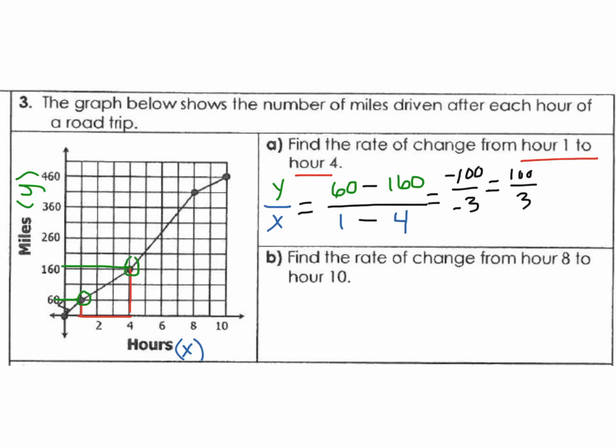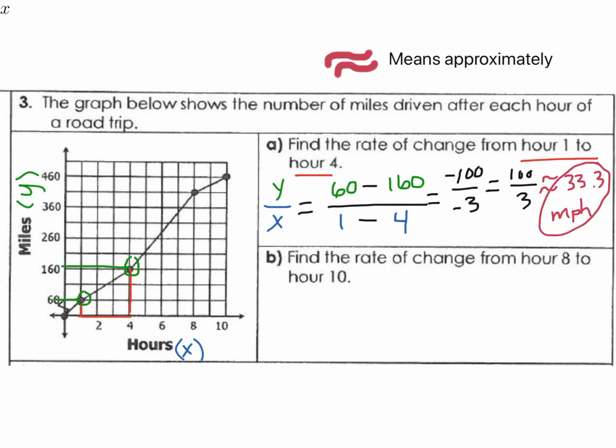Okay, and then I'm going to teach you a new symbol. This little squiggle at the top of these notes is what we use to represent when an answer is approximate. So down here in part A, this is approximately equal to 33.3 miles per hour. It's not equal to, it's approximately equal to.